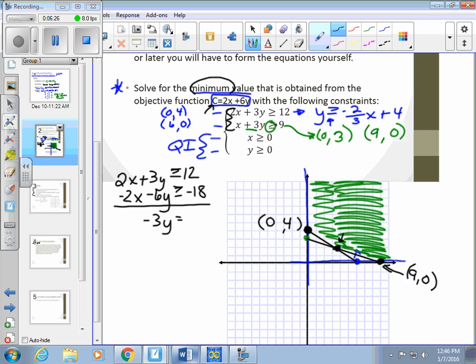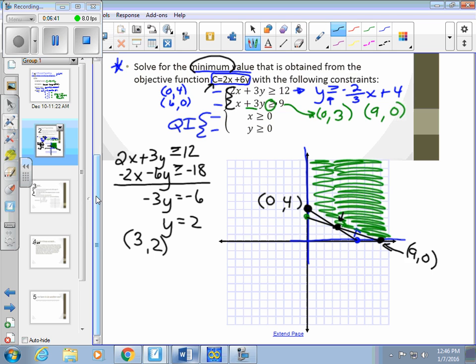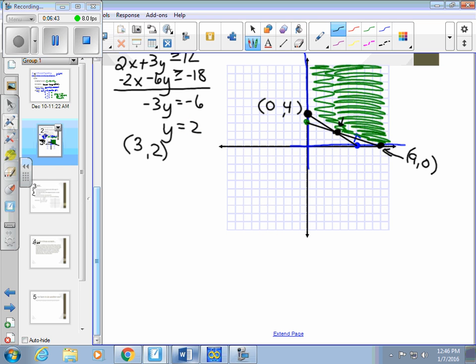-3y gets us to -6. So y is 2. If I plug things back in and y is 2, then my other intersection point, y is 2, I'm going to find that my x value, plugging it back in, I get 3. So my intersection points I have identified: I have 0, 4, I have 3, 2, and I have 9, 0. There are my vertices.